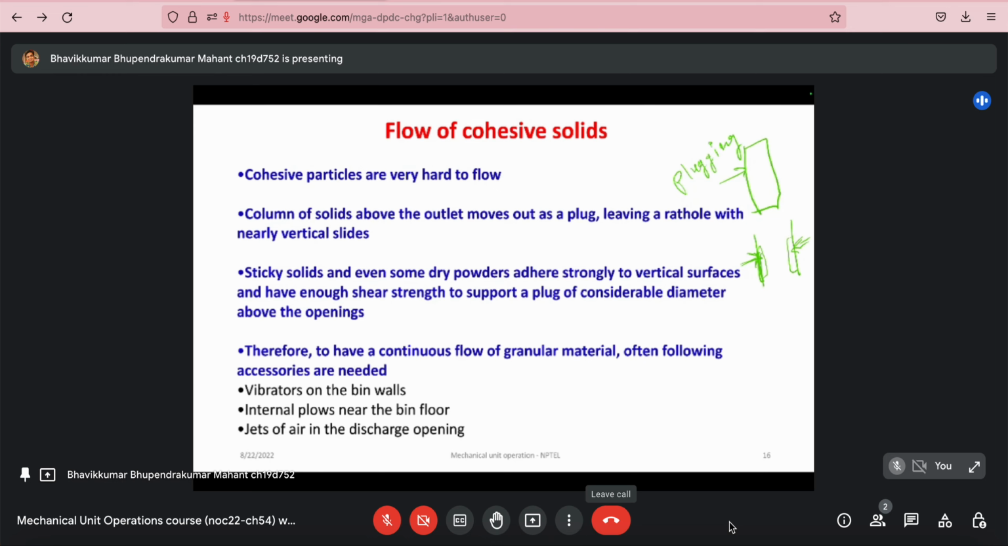Now, for continuous flow of granular material or flow of cohesive material, often the following accessories are needed. Some vibrators are needed in our whole assembly. We need to attach some vibration instrument which can make the whole bin vibrate after some amount of time. Internal plows near the bin floor, jets of air in the discharge opening. So you can put the air jet over here, and internal plows are also sometimes required in order to continue slow movement.